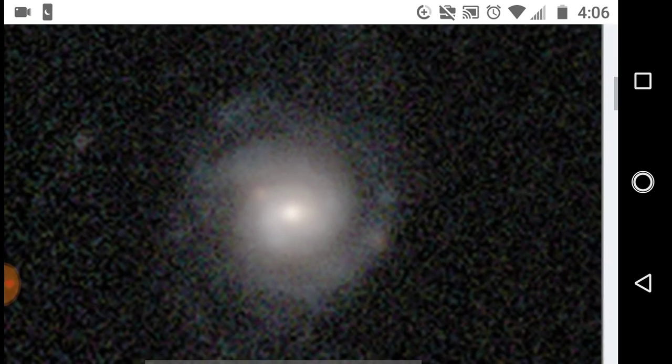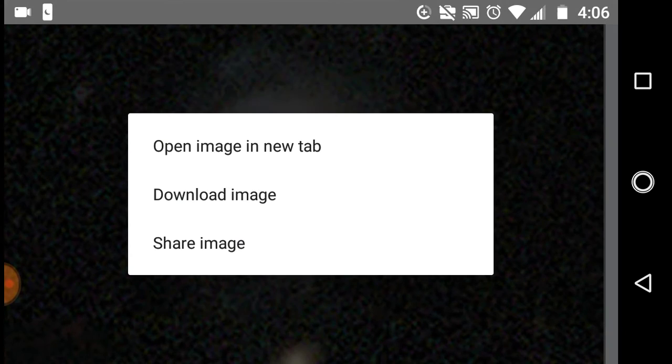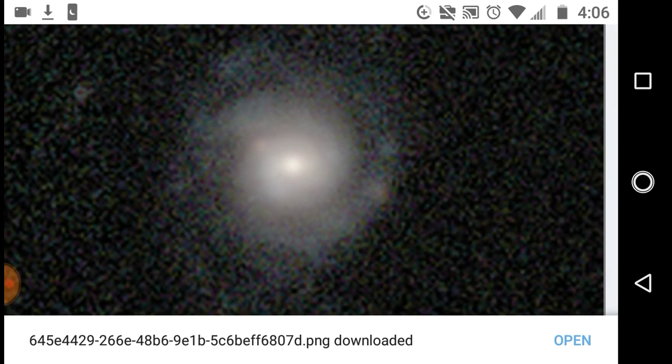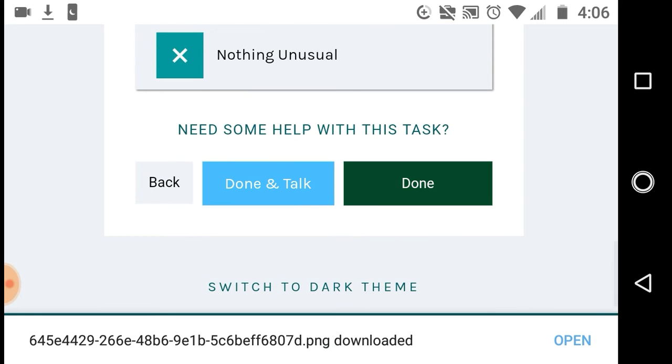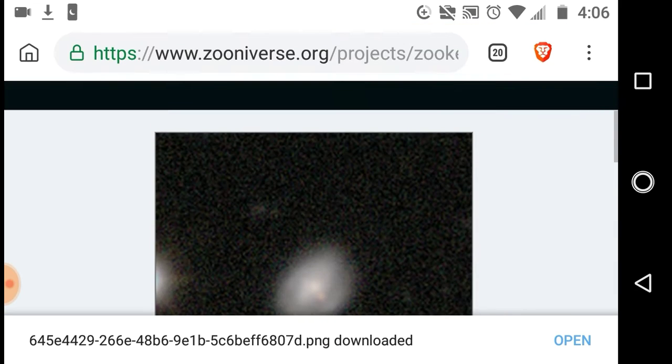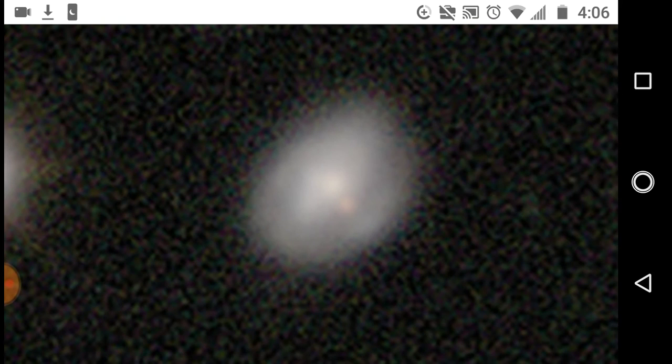So that was a pretty interesting one. I think I'll save that for posterity. Galaxy Zoo. Just hit done. And there you go. Galaxy classified. This one is up to you.